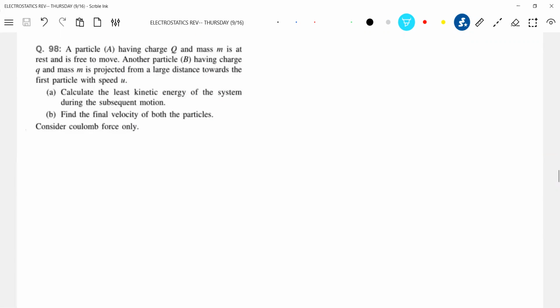I'll read the question. I think around 6 problems are there. We'll try to finish them off because tomorrow we'll start with the shells one. Tomorrow induced charge, shells, if they're connected by a wire, those concepts we'll discuss. I'll read the question.